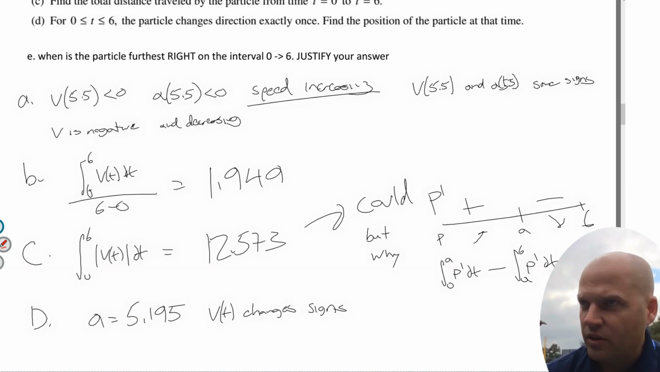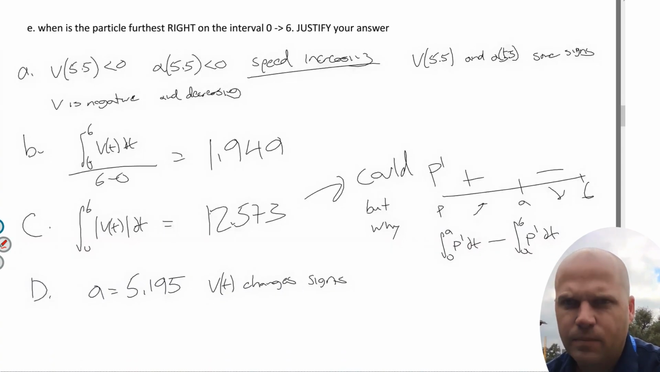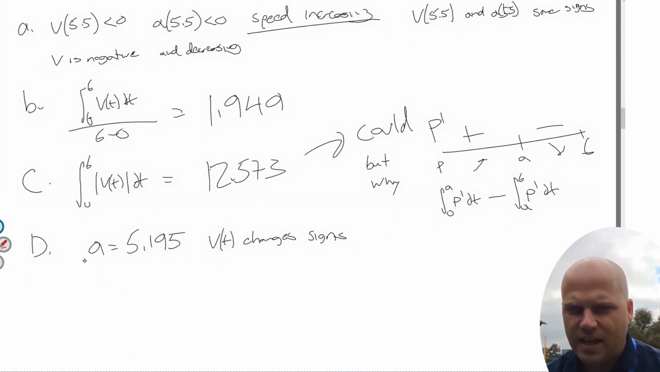Therefore, your position goes from increasing to decreasing. You don't have to say that. Just say your V changes sign or P prime changes sign. And now you need to find the position at that time. So here's what we need to do.